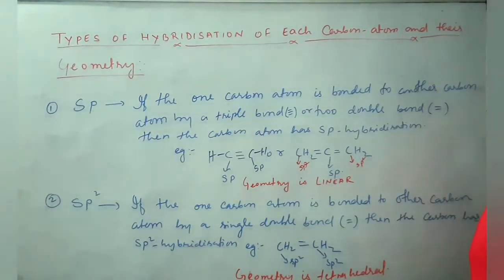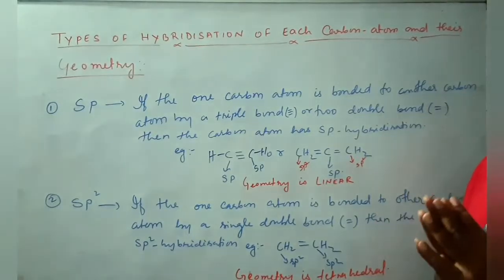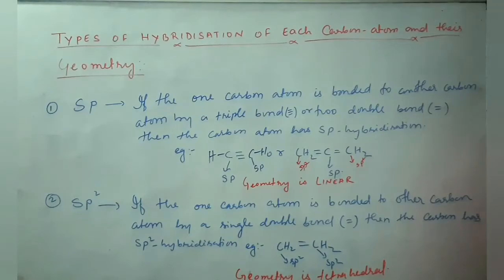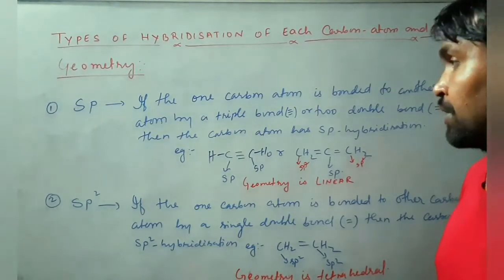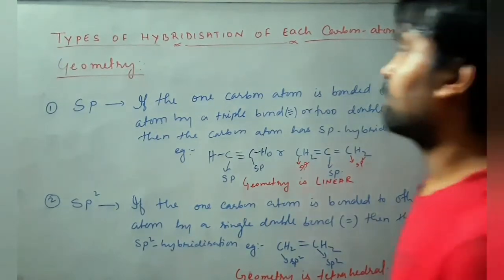And remember, the geometry of sp2 hybridization will be tetrahedral. I'm telling you again, we will discuss in detail when we discuss chapter 4 what tetrahedral, linear and all those things are. But for the time being, just remember, if a carbon atom has sp2 hybridization, then the geometry will be tetrahedral. Got it? Okay, all of you can take it down. Then we'll go to the last type of hybridization. Hope all of you have taken it down.